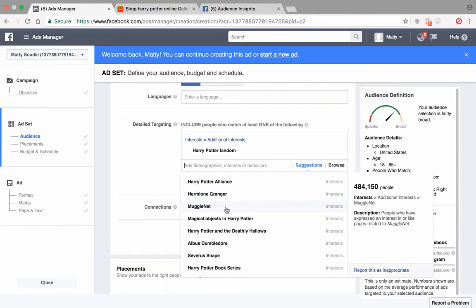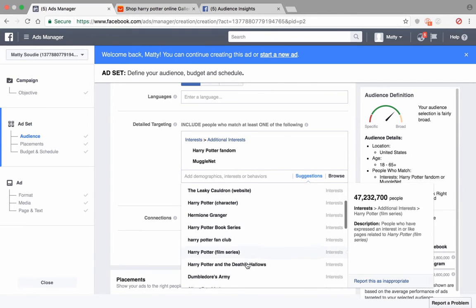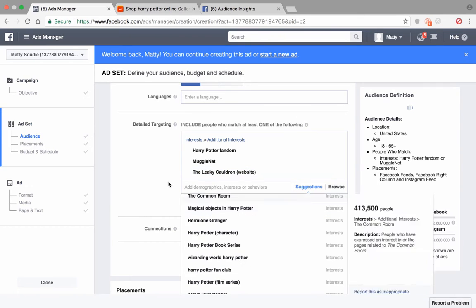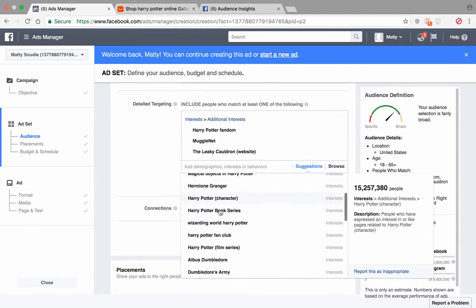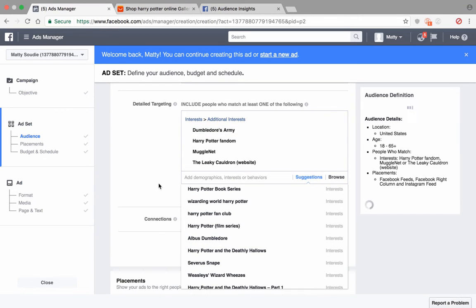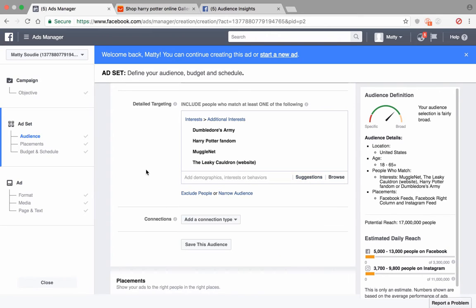So I'm going to go ahead and add muggle.net, which is probably a website, and obviously people that are really into Harry Potter go there. Let's see, the Leaky Cauldron website, great. Remember, we want websites, magazines, clubs, all that kind of stuff. Dumbledore's Army. Yeah, you guys get the point.